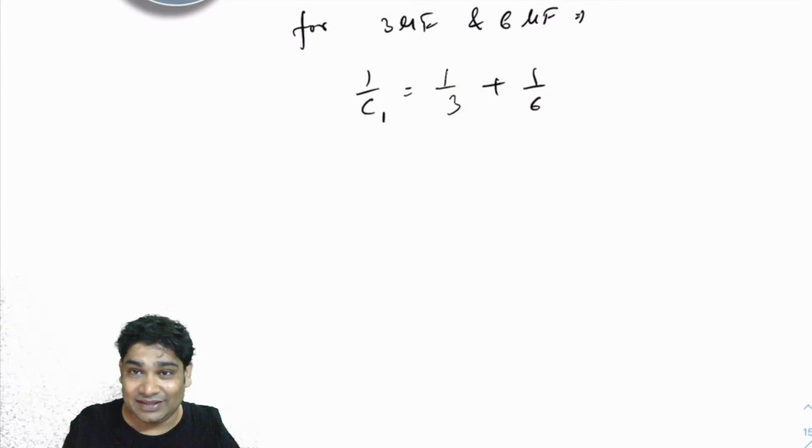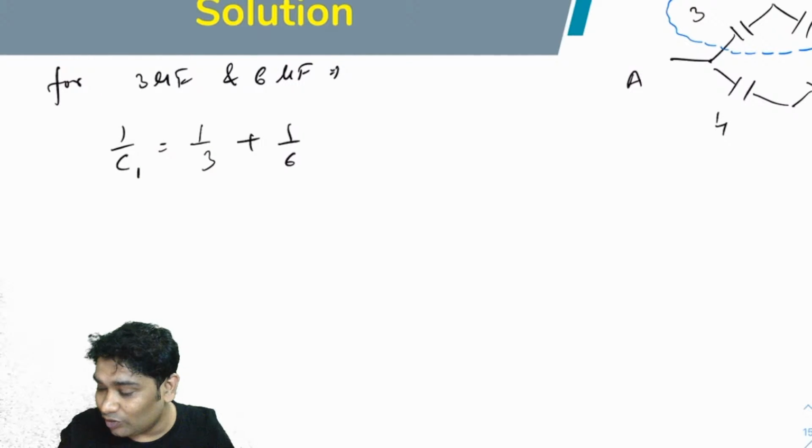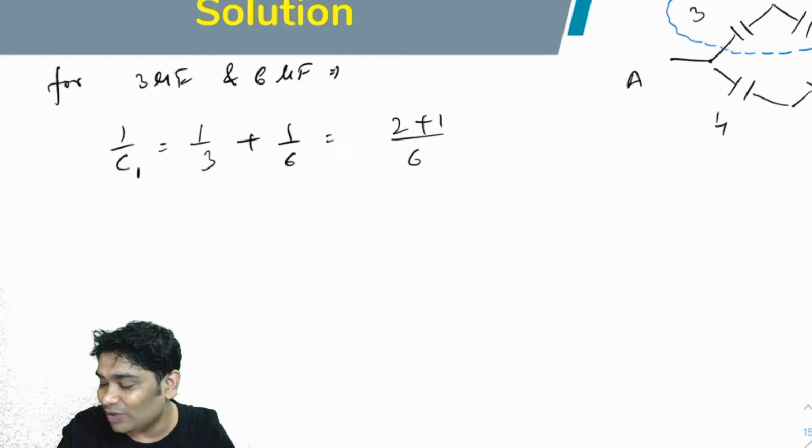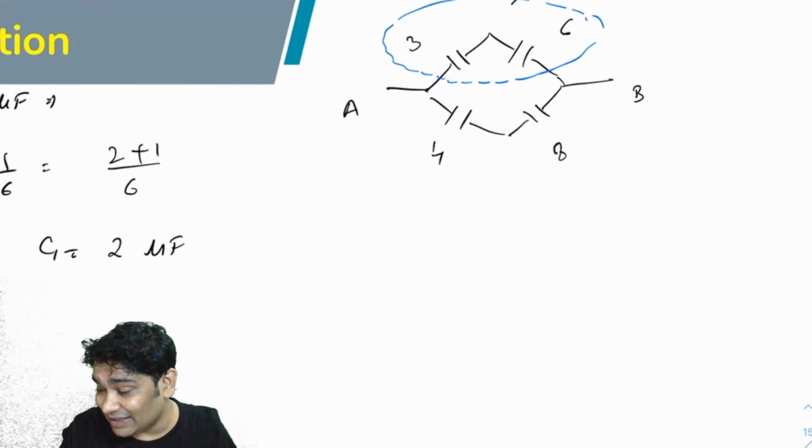In parallel, you add them up. So do not make that mistake. If you are careful about that, then don't worry, you will be fine. So here will be 6, then here will be 2 plus 1. So it turns out C1 is 2 microfarad. So alright, let's talk about this again.